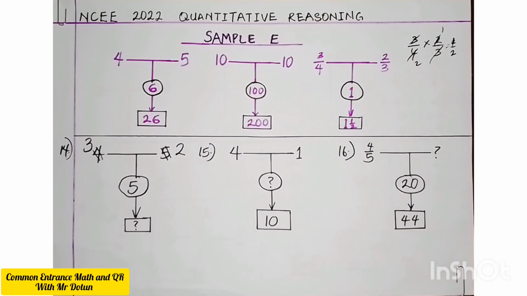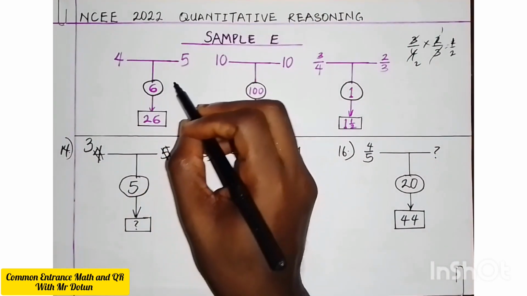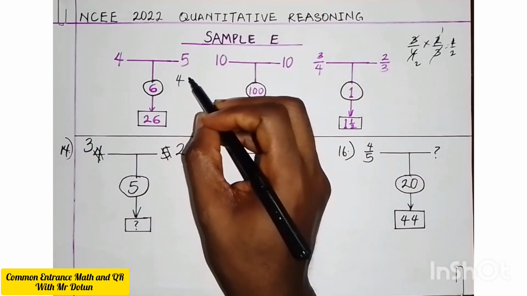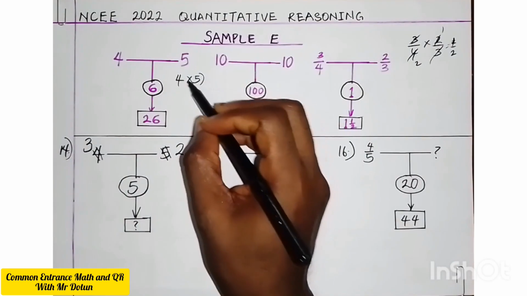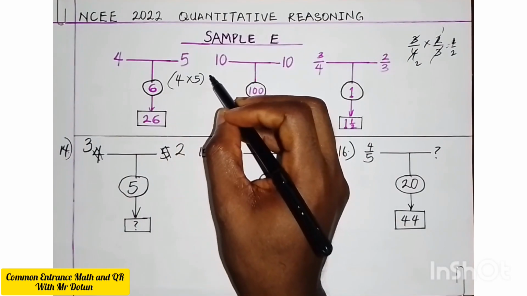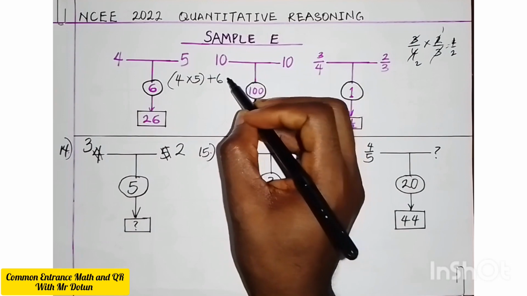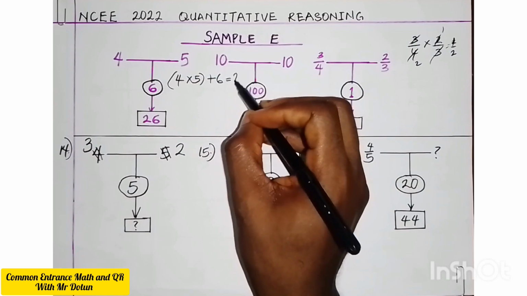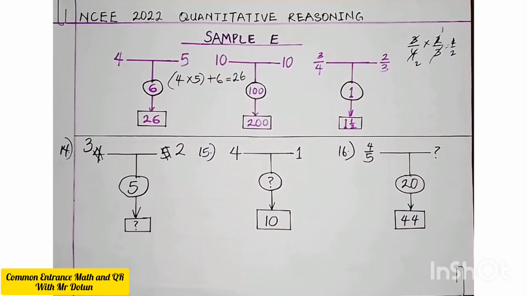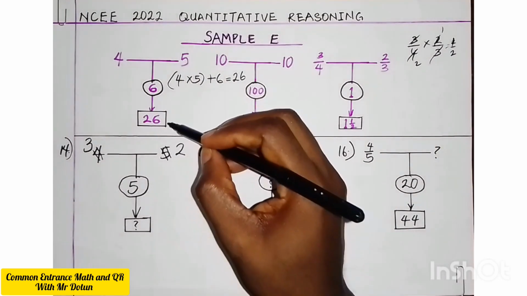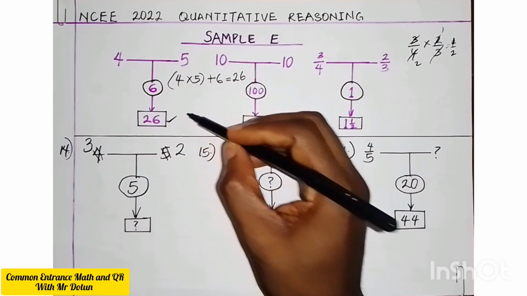So let's use the first one. Here we know that 4 times 5, we do that first. Then whatever we get, we add it to 6. That will give us 26. So 4 times 5 plus 6 equals 26. Alright, so we have this pot.